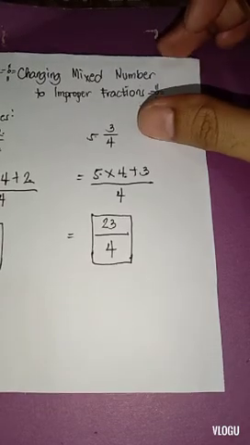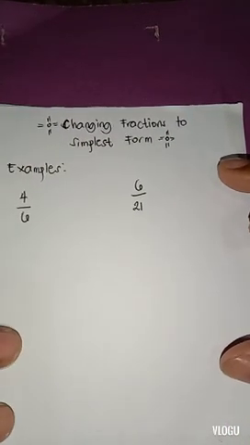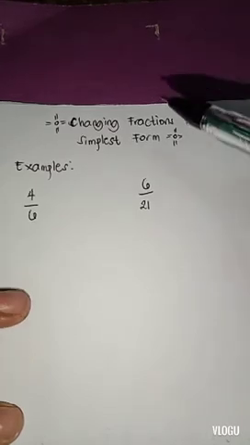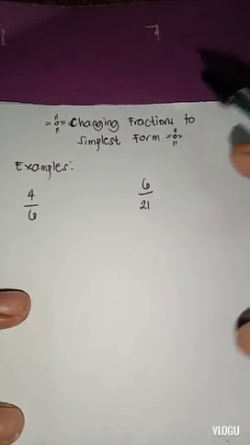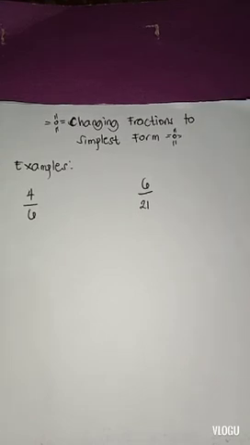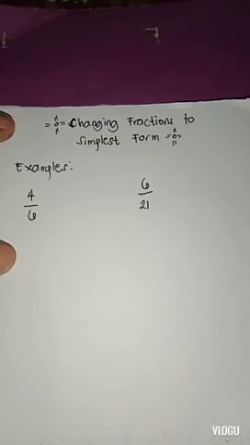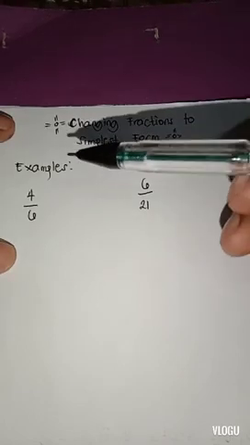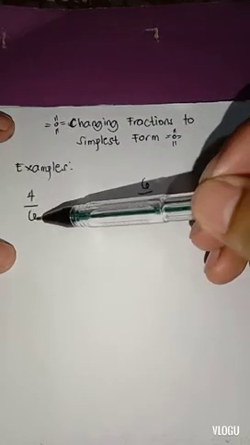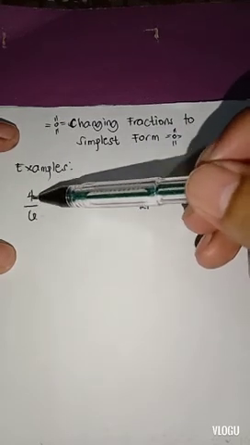Okay, so let's proceed to changing fraction to simplest form. So ito yung last one na category. Okay, so now, paano nga ba natin ma-change si fraction to its simplest form? Or ito yung tinatawag din na lowest term. So to change fraction to simplest form or lowest term, first we need to find the GCF of numerator and denominator. So ano nga ba yung GCF nitong dalawang to?